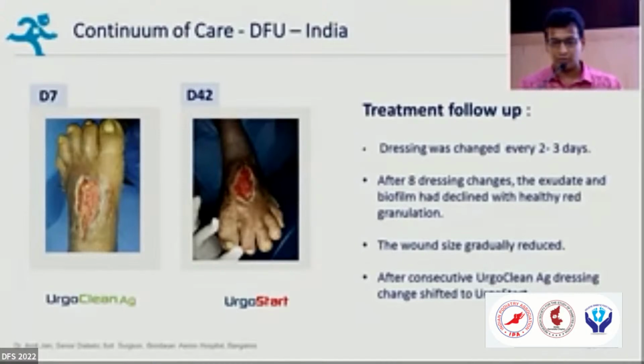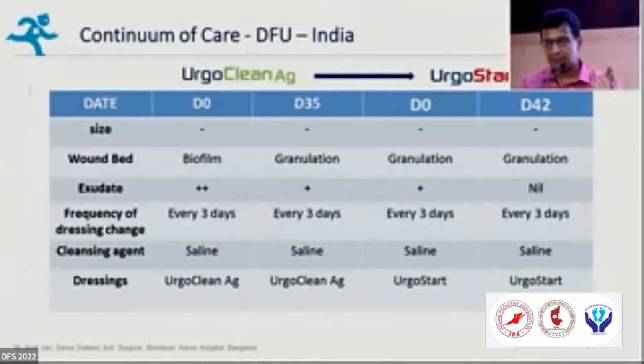We started using Urgo Start. You see the progression of how it took place. The total duration of the photos you have seen is 42 days, where the biofilm was there from day 1, to an excellent granulation tissue by day 42, and exudate also had decreased drastically.